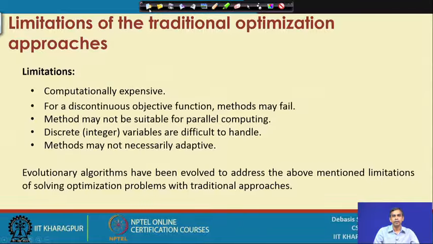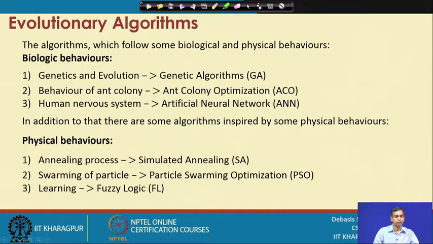So, we need some new method which addresses all these limitations, and we will see the evolutionary algorithm. It is an alternative to the traditional optimization approaches that can address all these problems. Genetic algorithm is basically one special type of evolutionary algorithm. Now, so far as evolutionary algorithms are concerned, how are they different from the traditional approach? They are different in the way they solve the problem.